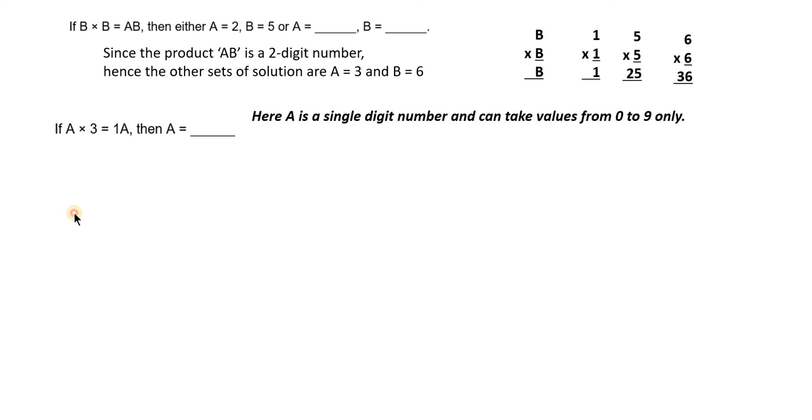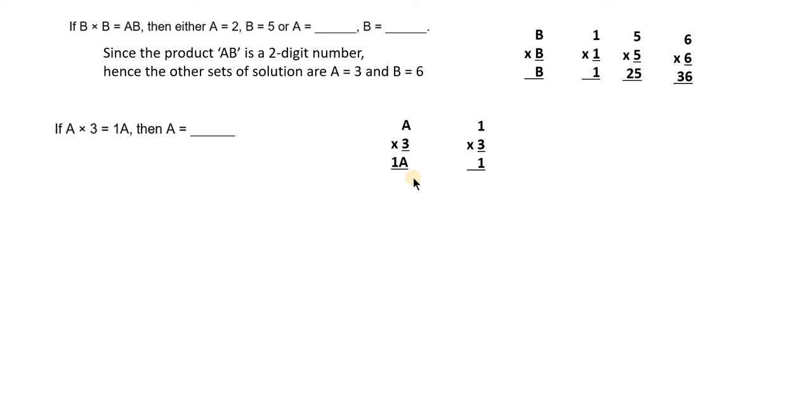Here a is a single digit number, as you all know. I am just taking the unit place: a into 3 equals 1a, written vertically like this. So 1 into 3 equals 3, but the product should be a 2-digit number, so this is dismissed. The next possibility is 3 fives are 15. When you take 15, you are getting 15. So by comparison, a should be equal to 5. 5 threes are 15. So a equals 5 is the answer.